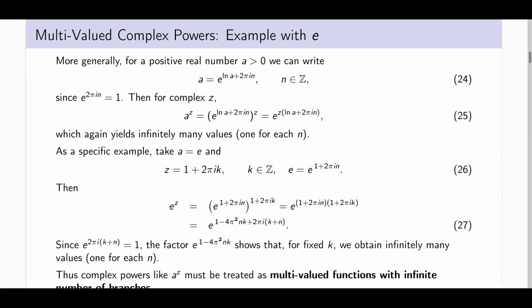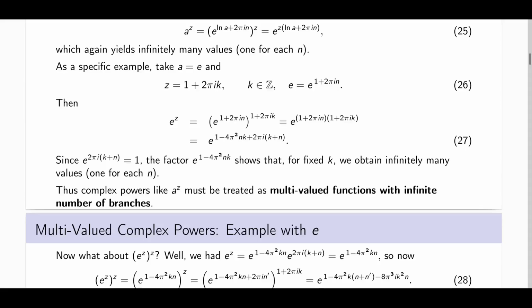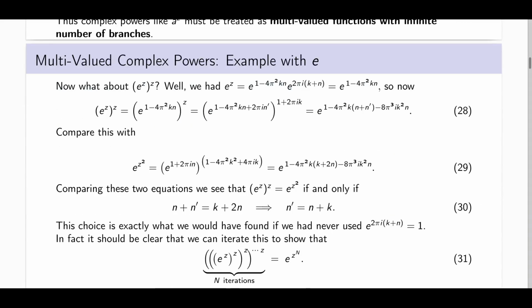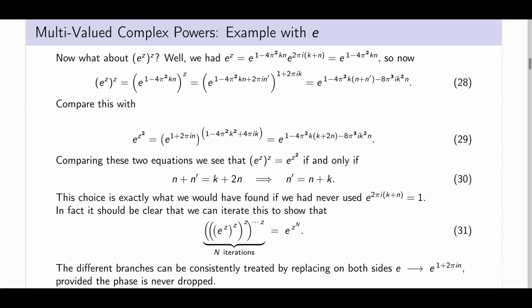Even something as familiar as the number e acquires infinitely many branches when used as a base for complex powers. And when we start composing these powers, like raising e^z to the power z again, consistency becomes crucial. Only by choosing matching branches do familiar identities reappear. Complex powers are therefore fundamentally multi-valued, and managing their branches is essential.